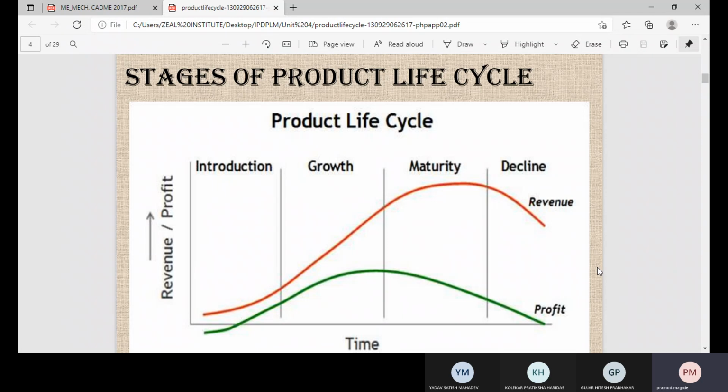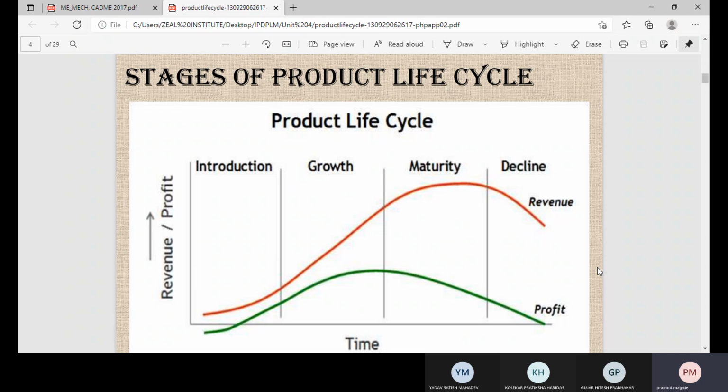So every product has its own maximum reaching point, and then declination will start. So this is about the product life cycle. You can see here the graph of profit or revenue with respect to time. With respect to time, of course, revenue changes, but there are stages. You can see the red line shows the revenue and the green line shows the profit.